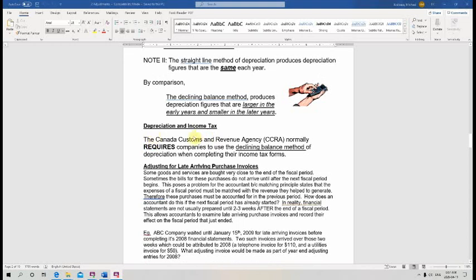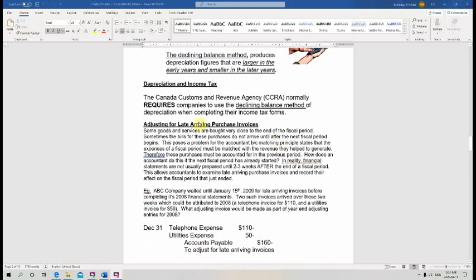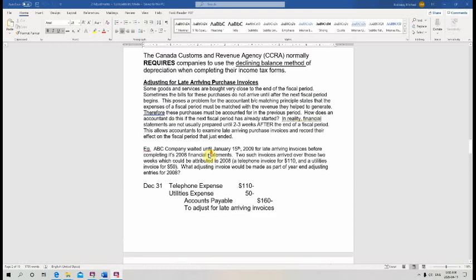Now, Canada Customs and Revenue normally requires companies to use the declining balance method for depreciation when completing their income tax forms. But in some cases, you can use the straight line method, okay? Now, we're not going to worry about late arriving invoices, so you don't have to worry about that, okay?